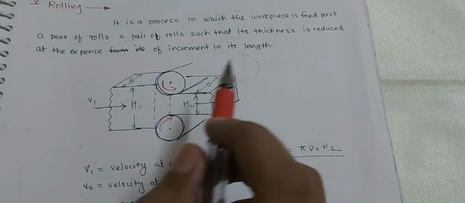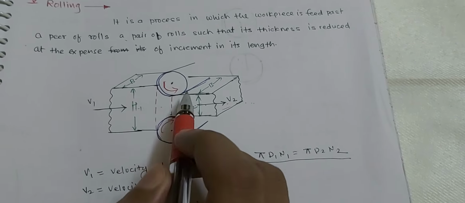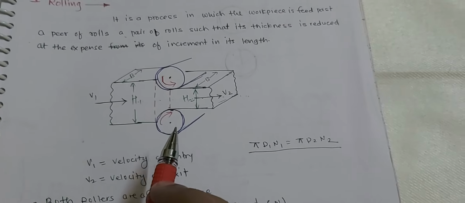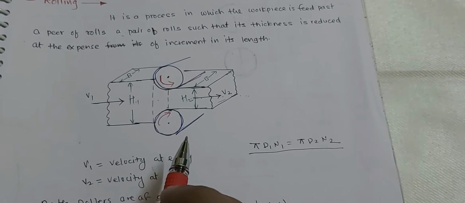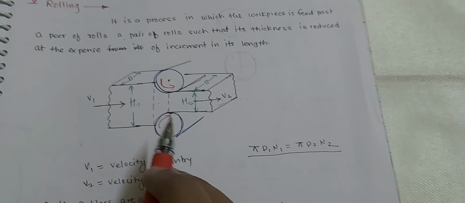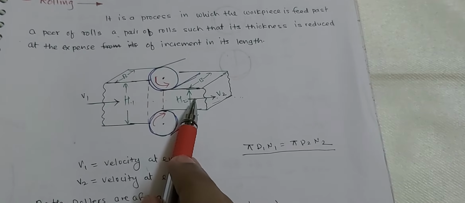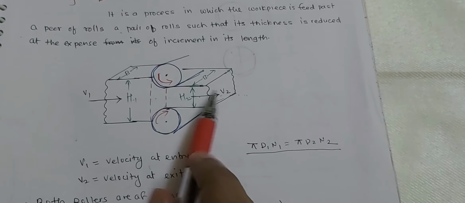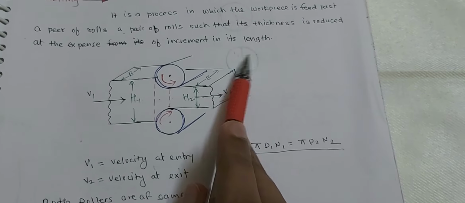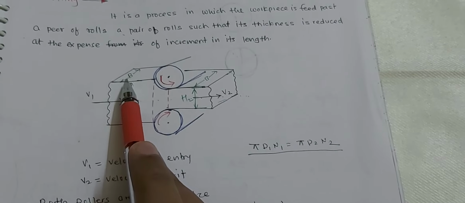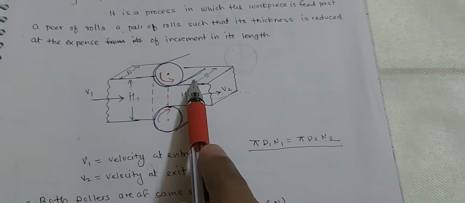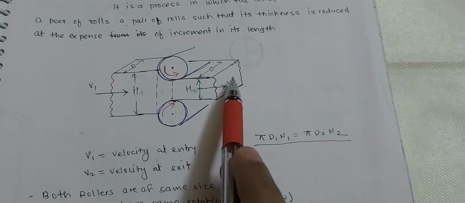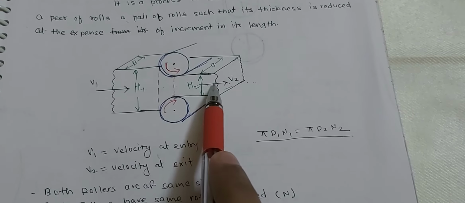So what we have to understand from this: these are the two rollers, and these rollers are of the same size and their rotational speed is the same. So what will happen in this process is thickness h1 is going to be reduced at the exit, and its length is going to increase. This is the width at the initial section, this is the width at the final section. So we can say width remains constant, but length is going to be increased and thickness is going to reduce.